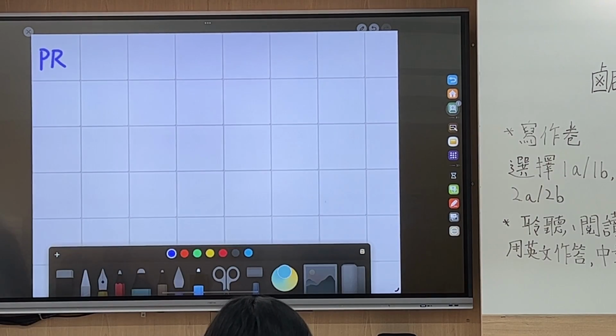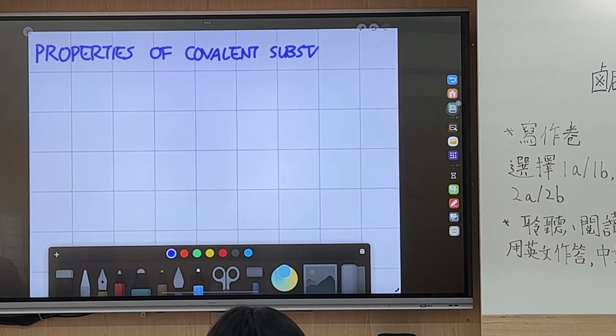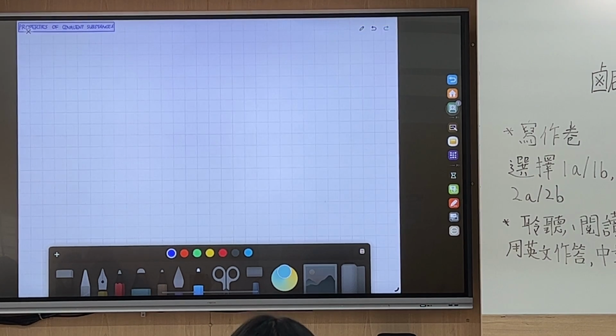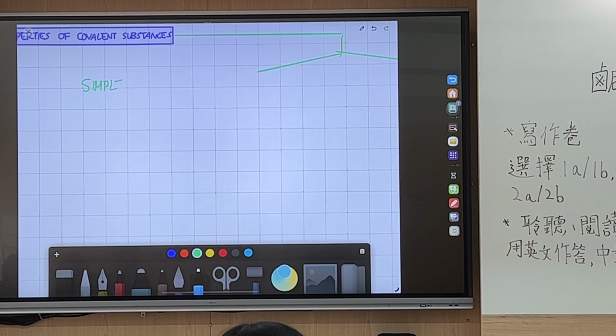Right, so starting with properties of covalent substances. We have two types of covalent substances, as you remember. There are two main types. The first is simple molecular substances.